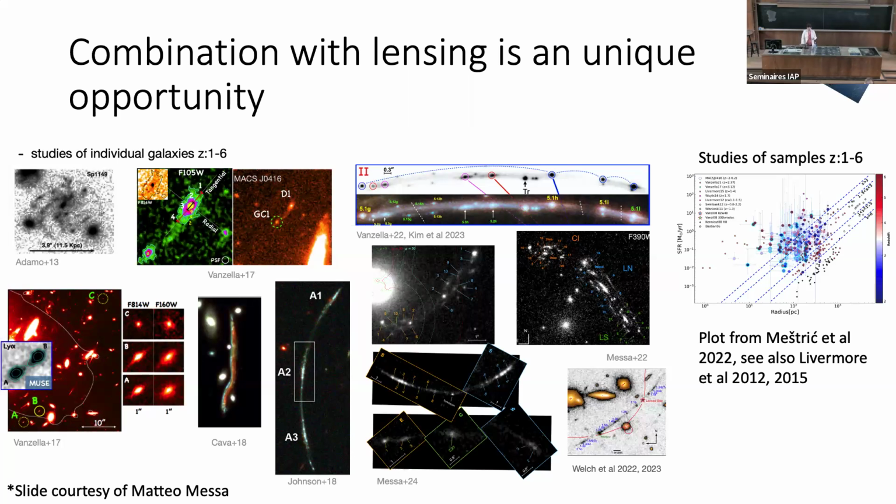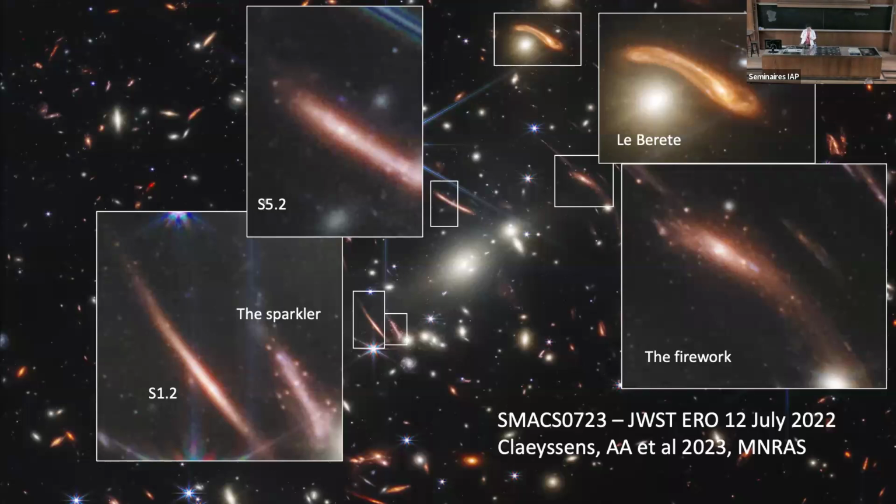When JWST gave us the first early release image, I think everyone was essentially surprised to see these galaxies, but especially here, I would like to point out the Sparkler. It's at redshift 1.4, with the globular clusters already in place. And this was a big result. We knew the globular clusters at cosmic noon should already be surrounding galaxies, but this was the first time we were seeing them.